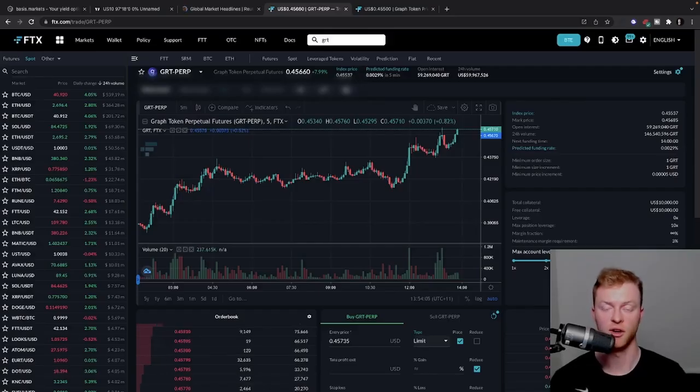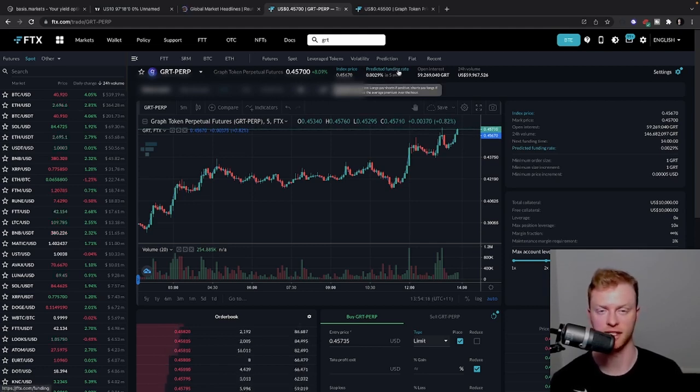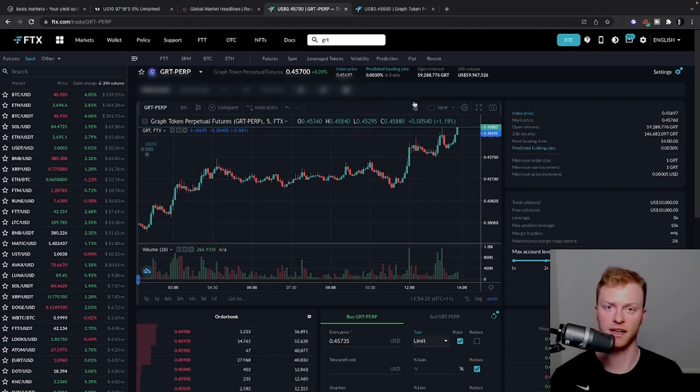Okay, so here we are on the GRT perp page. So this is the perpetual contract. And you can see up in the top here, the predicted funding rate is paying a positive rate. So that means we're going to be collecting when we short. So that positive funding rate is going to be paying us to be short.